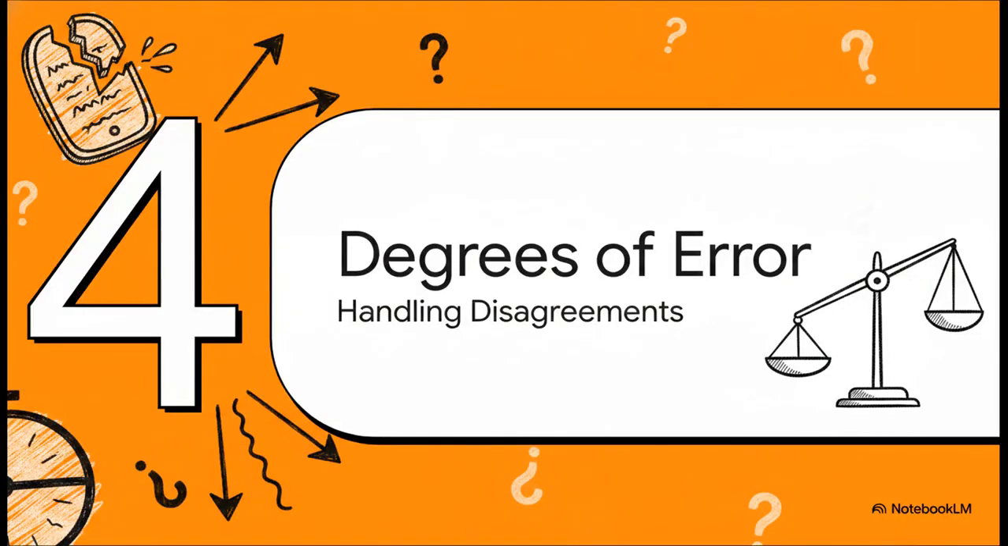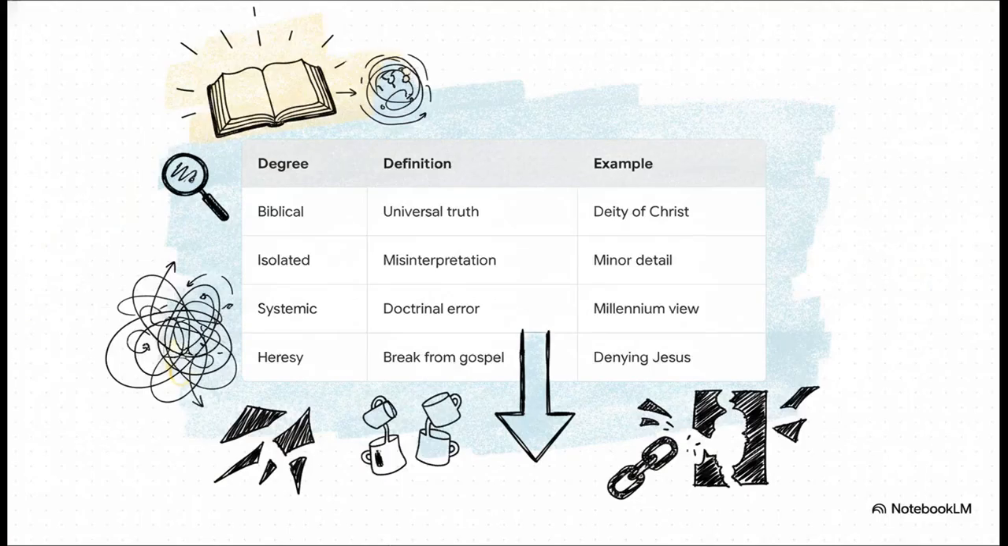Section 4. The degrees of error. Now, what's really interesting here is if heresy requires strict discipline, how do we handle everyday theological disagreements, like arguing over the color of the sanctuary carpet? Well, theologians use a brilliant concept called theological triage.